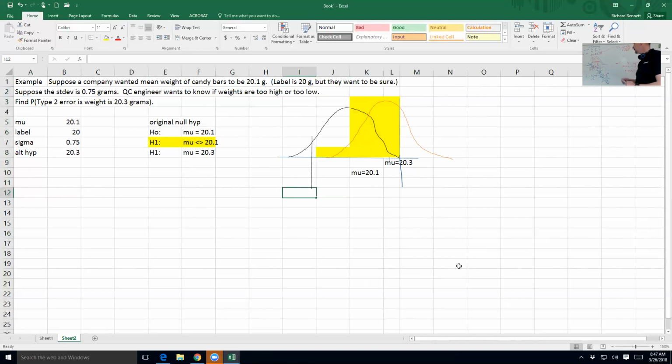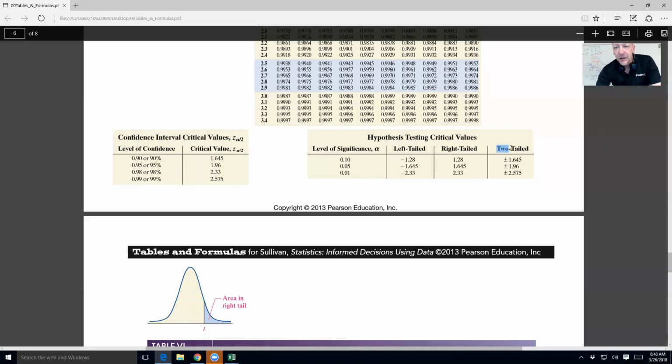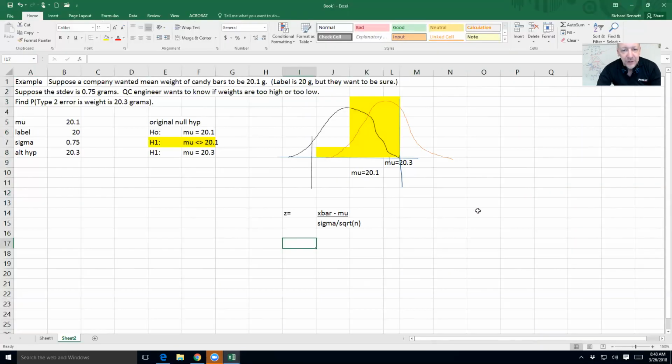So I'm going to use, remember the first time I used z equals p hat minus p, but I don't have a p in this case, right? So I'm going to use z equals x bar minus mu over sigma over the square root of n. Does that make sense? But I've got to do it twice, okay? So the idea here is, let me go back to my thing here. I've got a two-tailed test, alpha is 0.05. I'm going to get these two values, 1.96, okay?